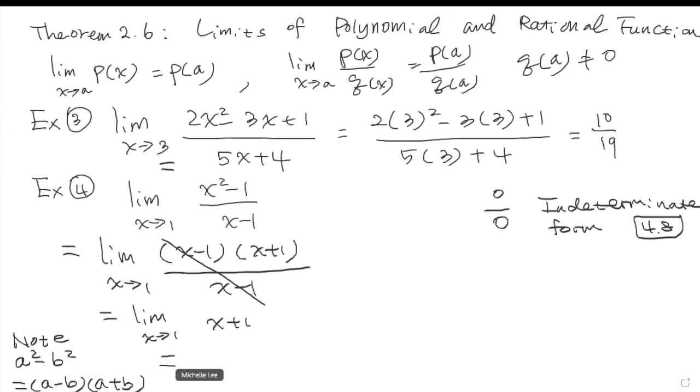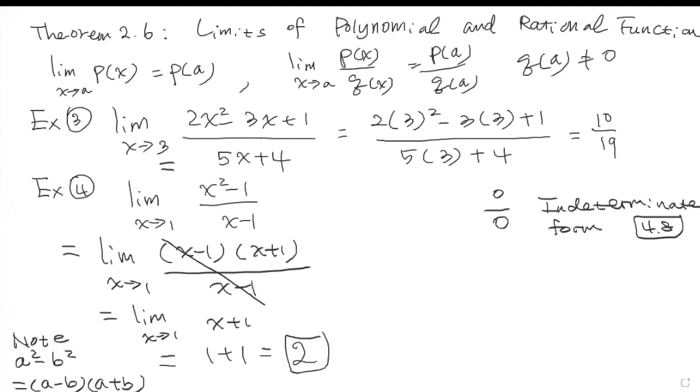So this will be 1 plus 1. Now you can do it. 1 plus 1. 2. Good. Excellent. Right? So this is what we call the factoring out and canceling technique. You don't have to memorize the name, right? Just learn the technique.